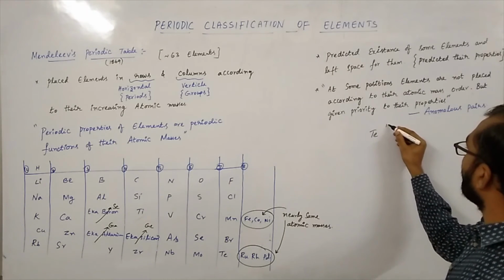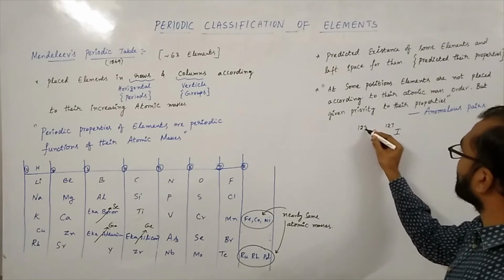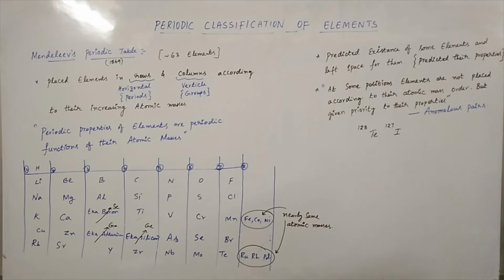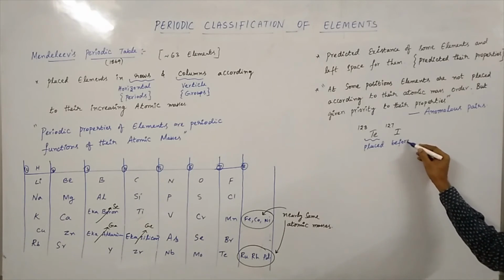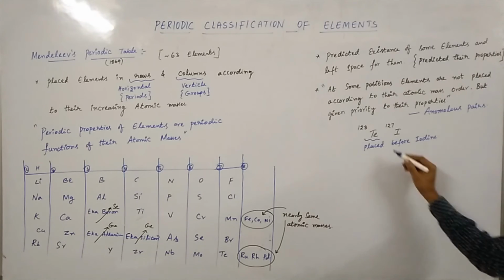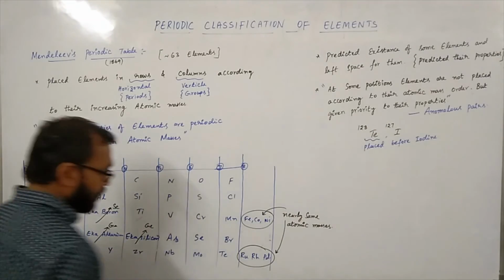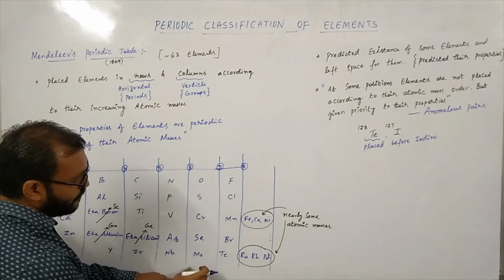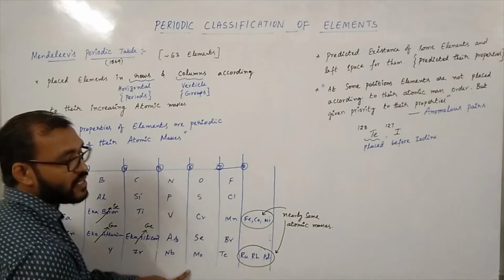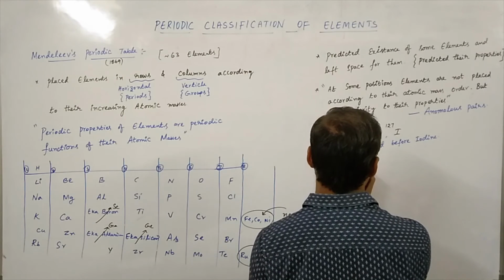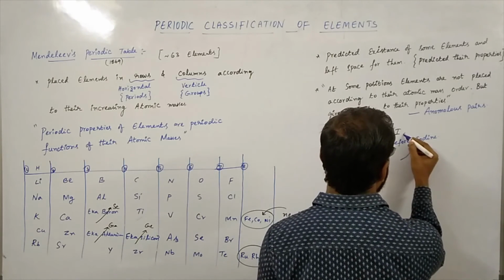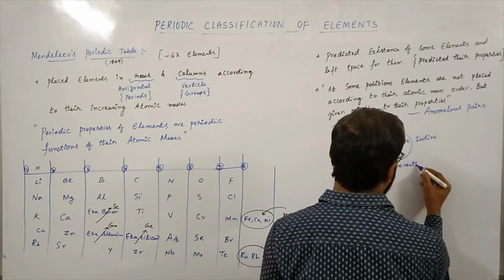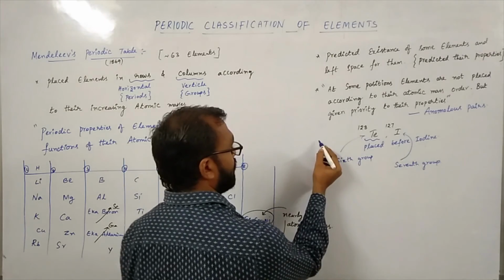Iodine has a mass number of 127. Tellurium has a mass number of 128. Right? But tellurium was placed before iodine. Tellurium is found in the 6th group, whereas iodine is found in the 7th group. This is one anomalous pair.